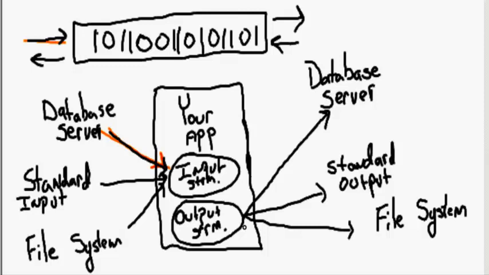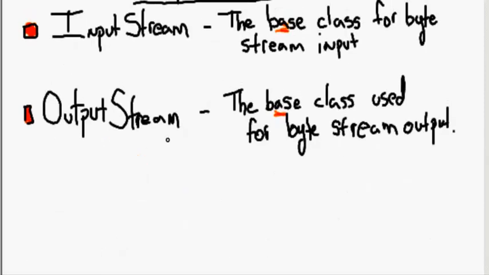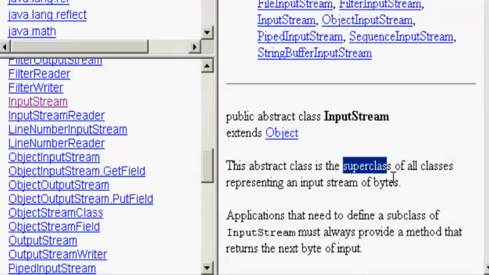We've got a couple of classes here: InputStream and OutputStream. One is the base class for byte stream input, and the other is the base class used for byte stream output. So these are byte streams, you should understand that. InputStream is an abstract class and a superclass of all the classes representing an input stream of bytes.